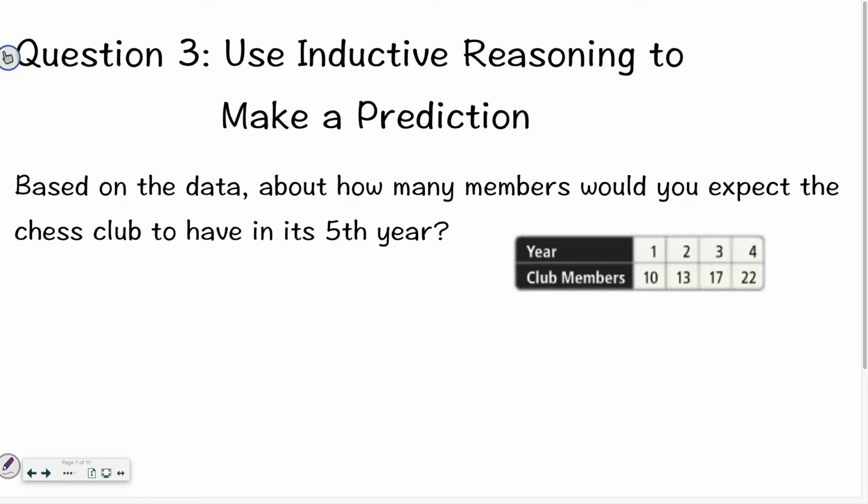Hopefully for this one, you saw that based on this data, how many members would you expect in the chess club to have in its 5th year? Well, let's look at how the numbers are changing. From the 1st to 2nd year, we added 3. From the 2nd to 3rd year, we added 4. And from the 3rd to 4th year, we added 5. So going to its 5th year, we could assume that we're going to add 6 people. So we should have about 28 members.